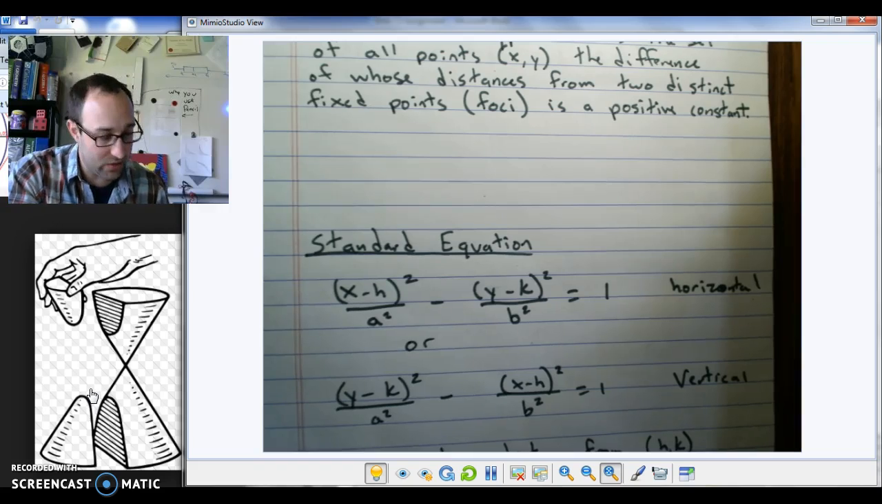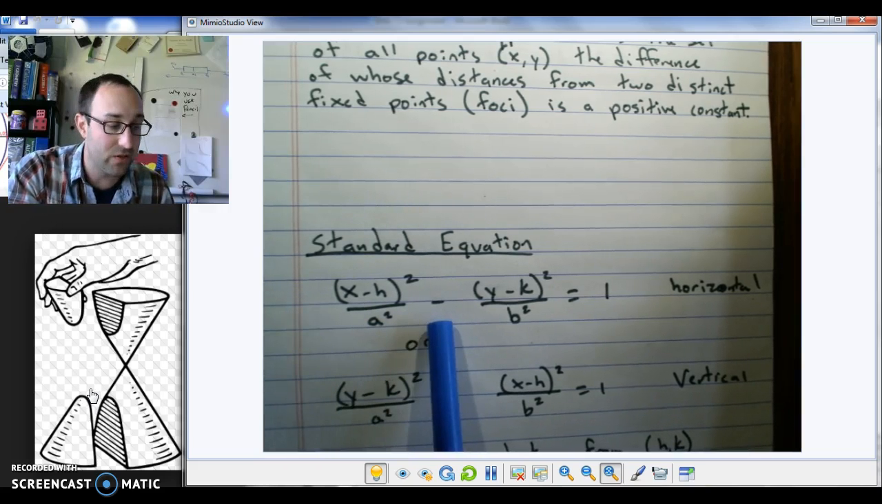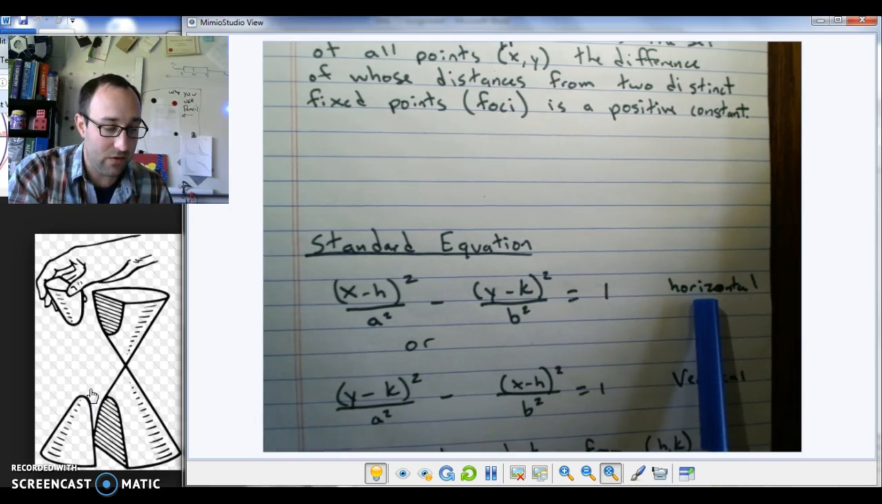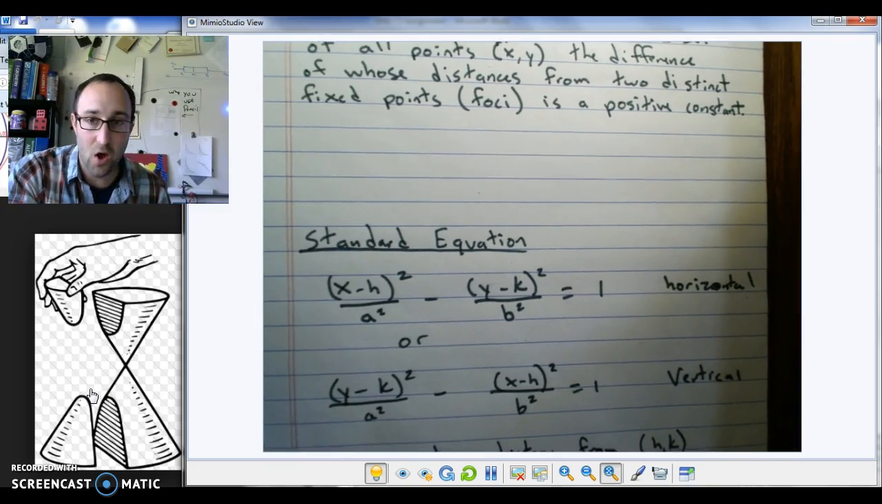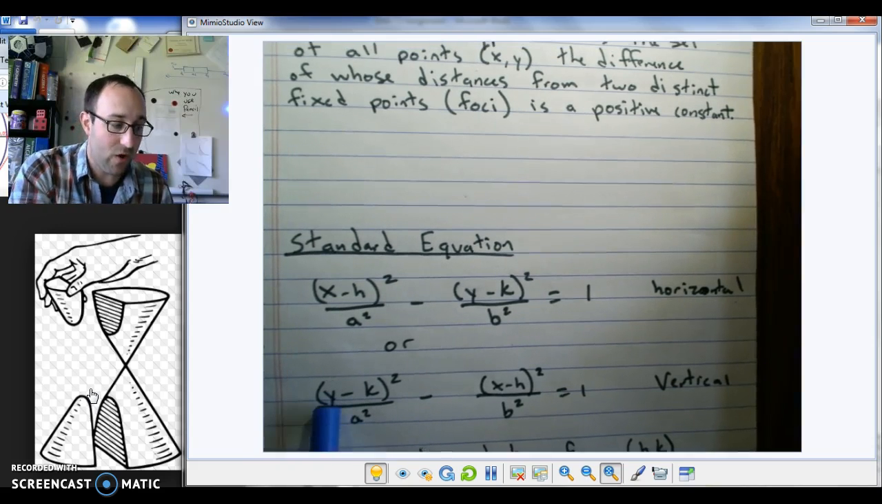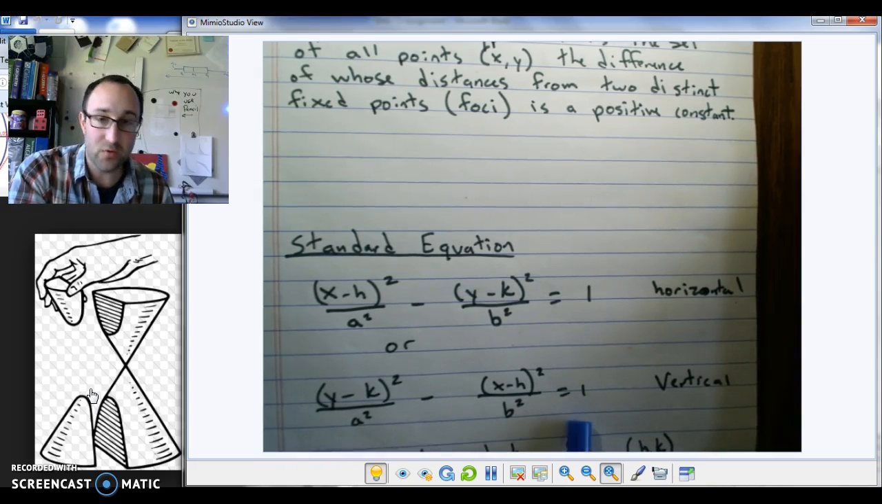First standard equation is (x minus h) squared over a squared, notice how it's minus, not plus, (y minus k) squared over b squared equals 1. That is when we have a transverse axis that is horizontal, and I'll show you what that means in just a second. Or here's the other one, let's say it's vertical. Y goes first this time: (y minus k) squared over a squared minus (x minus h) squared over b squared equals 1.